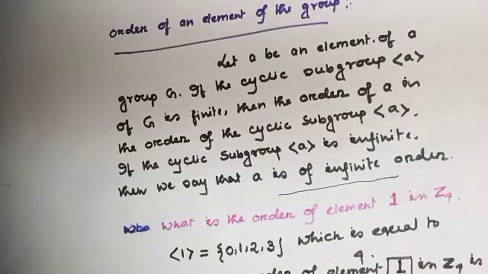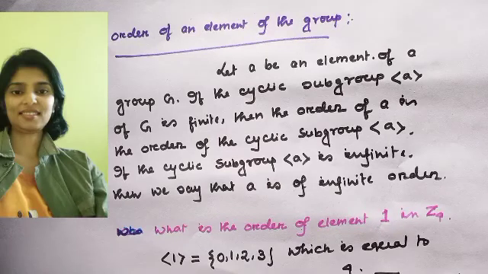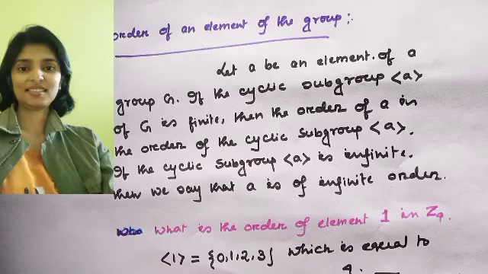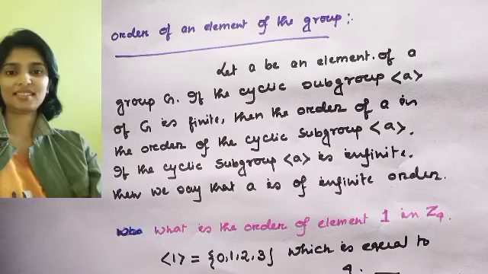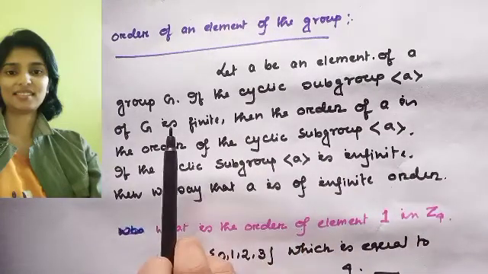In my previous video, I discussed the subgroup test, cyclic subgroup, order of an element of a group and cyclic group. Let's recall these properties again. At first, recall the order of an element of a group. Let A be an arbitrary element of a group.